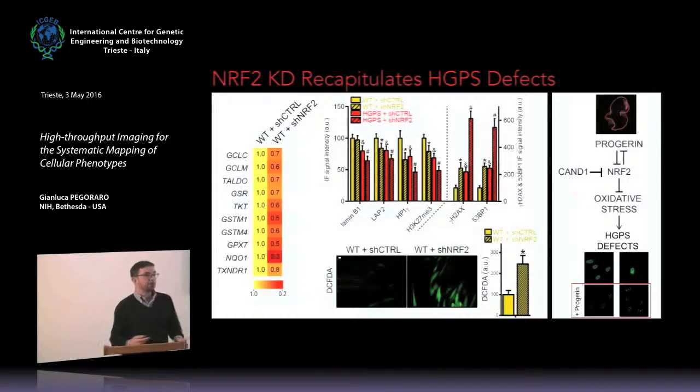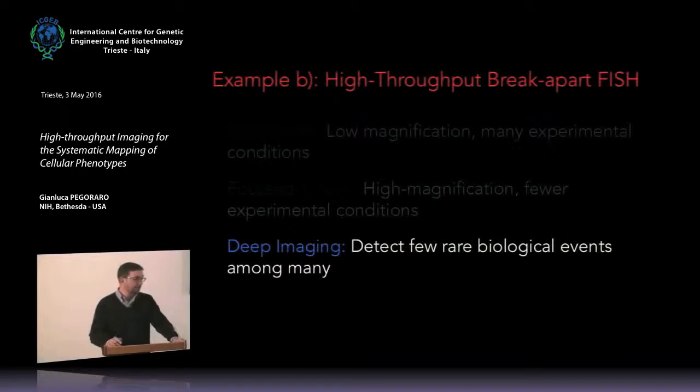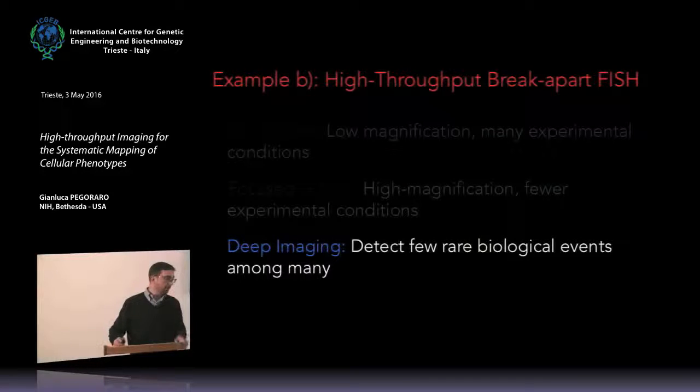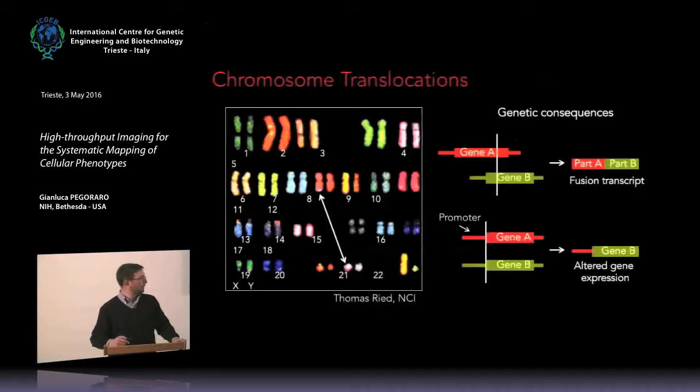So just to summarize this first part, high-content imaging can be used to systematically screen gene function to identify pathologically relevant cellular phenotypes. So now let me move to the second story. In this case, we decided to use high-throughput imaging not for screening, but rather to detect rare biological events among large populations of cells.